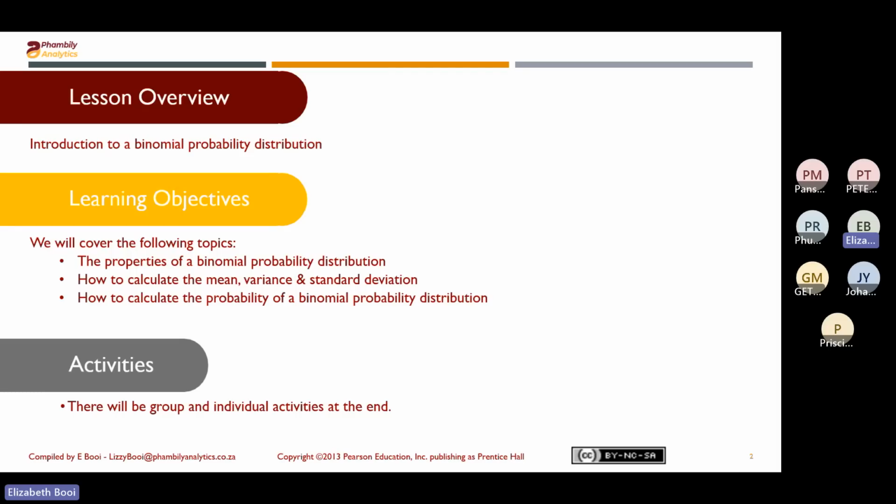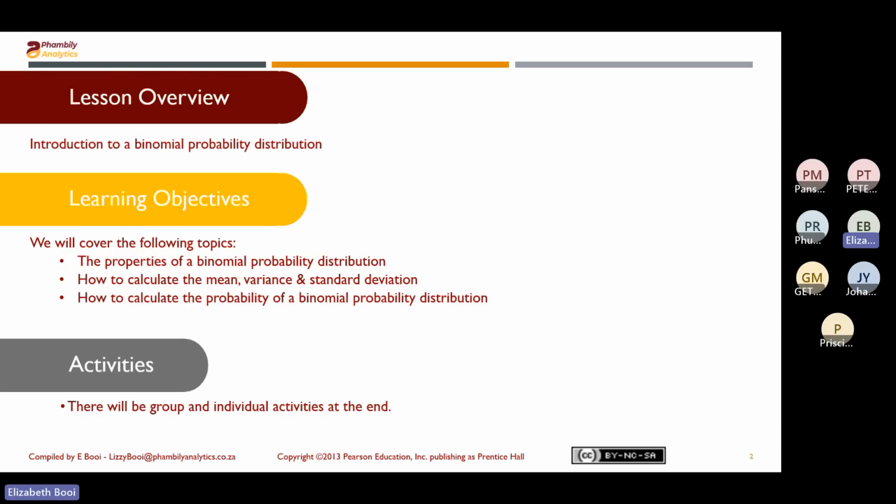By the end of the session today, we will cover the properties of binomial distribution. You will learn how to calculate the mean, the variance and the standard deviation of a binomial distribution, and then you will also be able to calculate the probability linked to a binomial distribution.